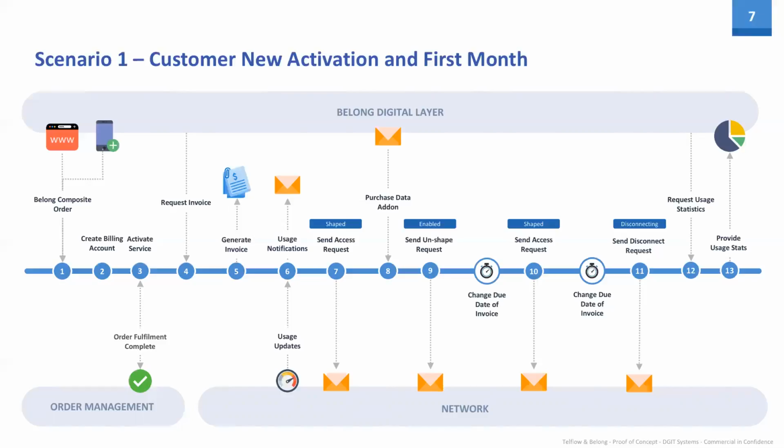we'll simulate that additional data was purchased. So in this case, just the data add-on. So Mark will send that request. We'll see that the quota is now being lifted again, and we can see that unshaped request out in the network layer.